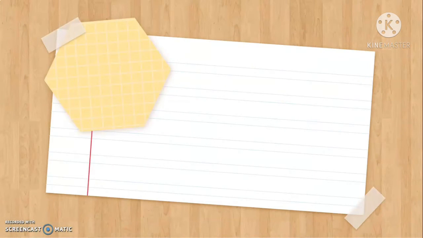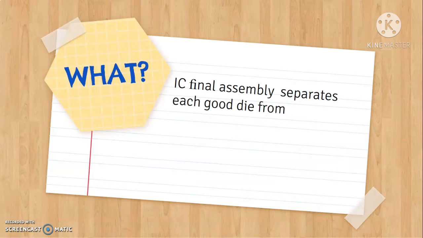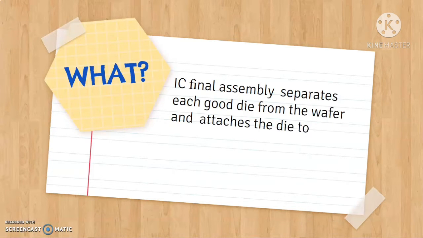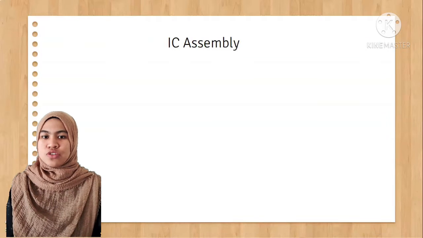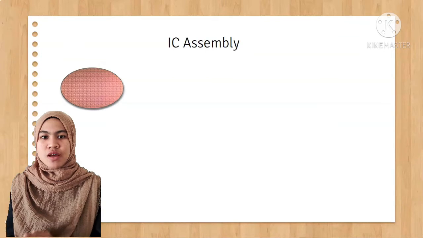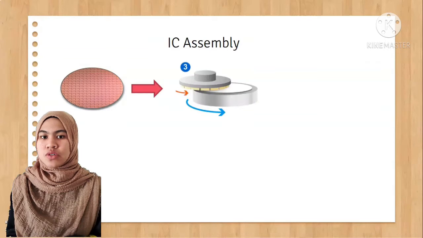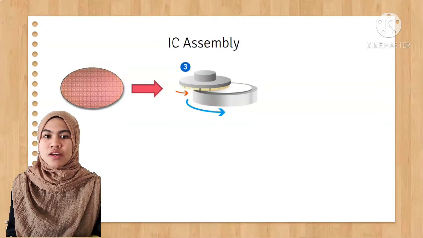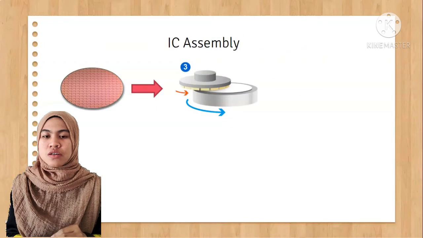First, we will go through the process of IC assembly. What is actually IC assembly? IC final assembly separates each good die from the wafer and attaches the die to a metal lead frame or substrate. Now let's move on to the IC assembly process, after the wafer is sorted and tested. This wafer will undergo the backgrinding process. During this process, the thickness of the wafer will be reduced to allow stacking and high density packaging in integrated circuits.